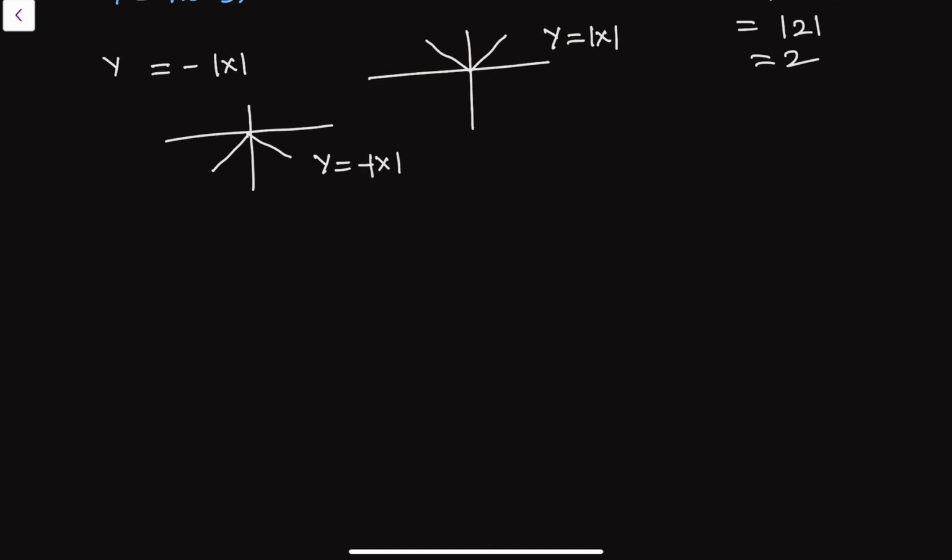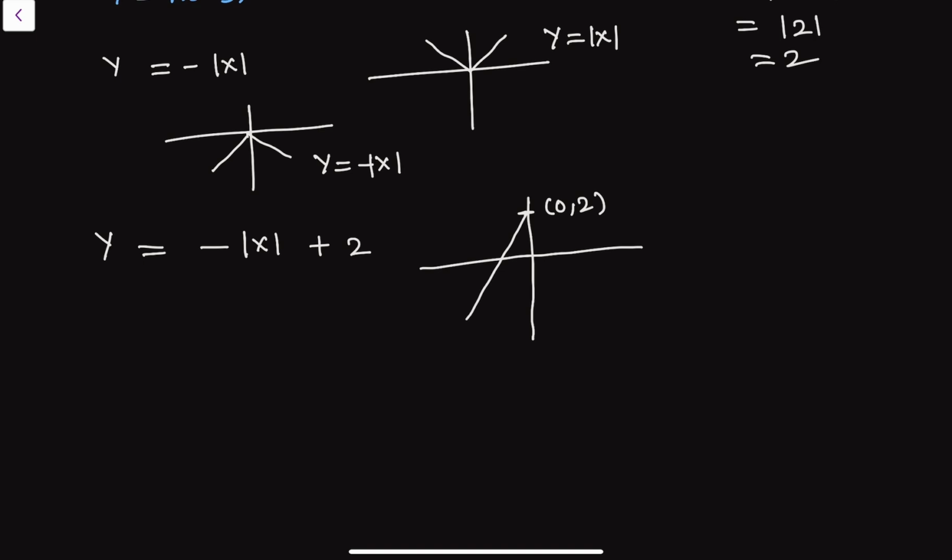Let's say I ask you to plot the graph of y = −|x| + 2. How can we do this? Basically, you shift this graph 2 units up. When you shift it 2 units up, the graph goes through the point (0, 2). Now you can draw the graph in this way. So this is the graph of y = −|x| + 2.